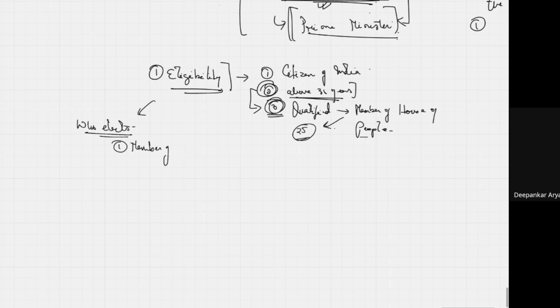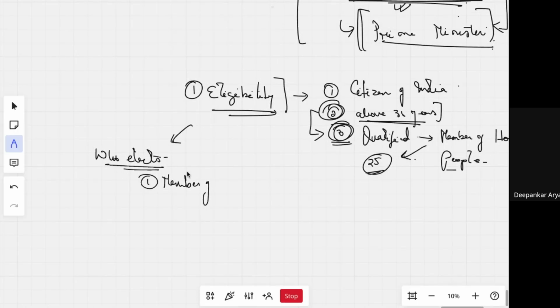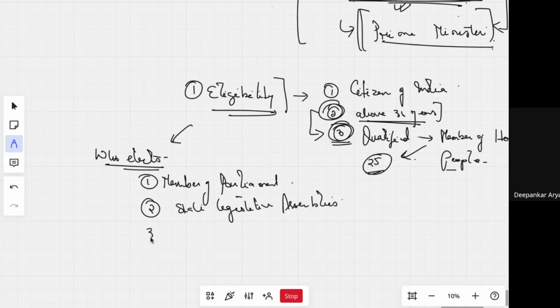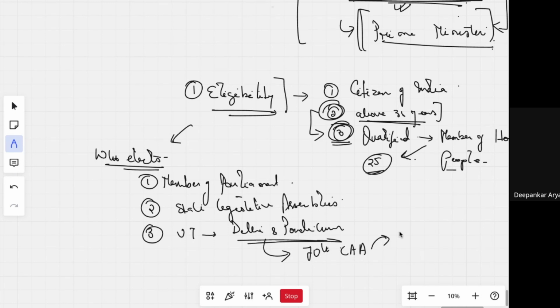So see, in a simple question, we need to remember all of these things: the first is members of Parliament, the second is state legislative assemblies, and the third is the UT members of Delhi plus Pondicherry. These two union territories were included in the constitution through the 70th Constitutional Amendment Act, and this was passed in which year?